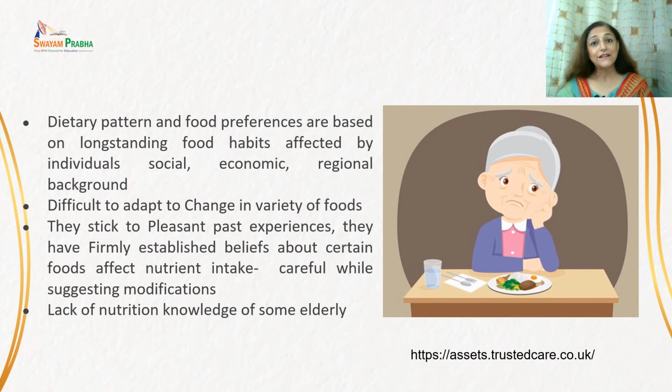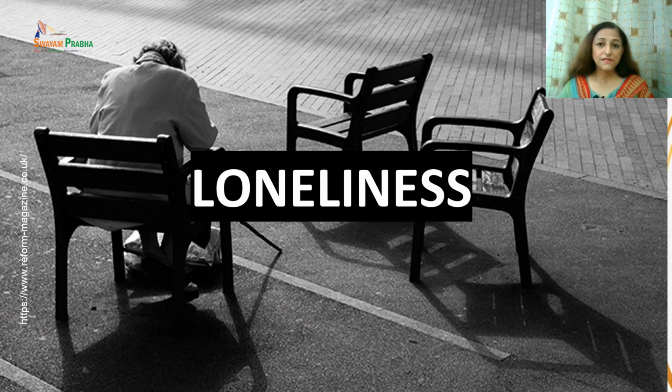And certain elderly people also lack nutrition knowledge. With changing age, certain kinds of modifications are needed. With increasing urbanization and the generation gap setting in, nuclear family systems have emerged. The elderly are considered irrelevant and redundant by their own families, and they are left lonely when their children settle away from them. Loneliness leads to depression, and in turn there is loss of appetite, and they tend to follow an irregular meal pattern, which leads to malnutrition.